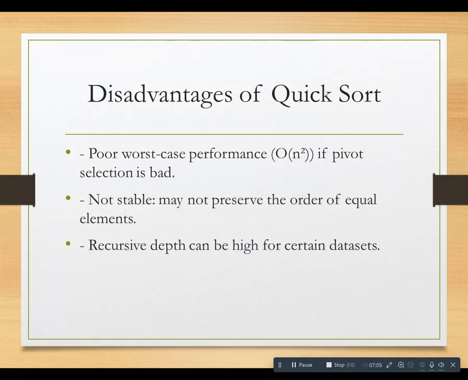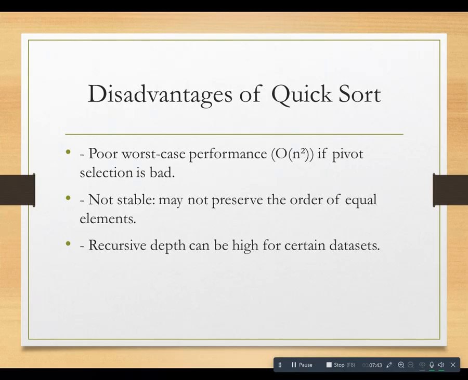Disadvantages of quick sort: poor worst case performance. If you are selecting a pivot that is not an intermediate value, that is either too high or too low, then the division of the array into two halves will not be in a proper way, and that means selection of numbers will be poor. So in that case the performance will be O(n²), that means you will have to compare each of the numbers twice or maybe more than twice, and it is said to be an unstable algorithm.